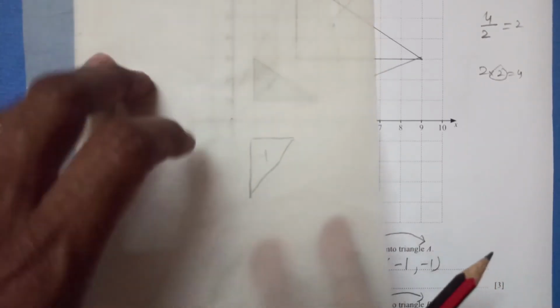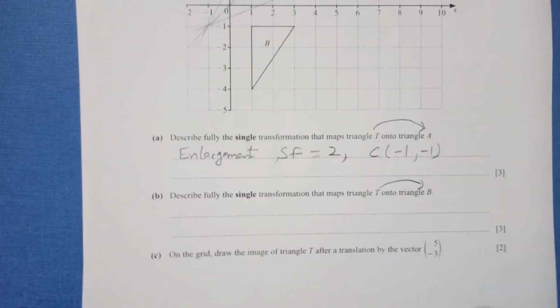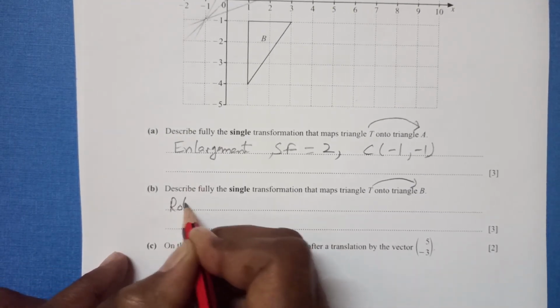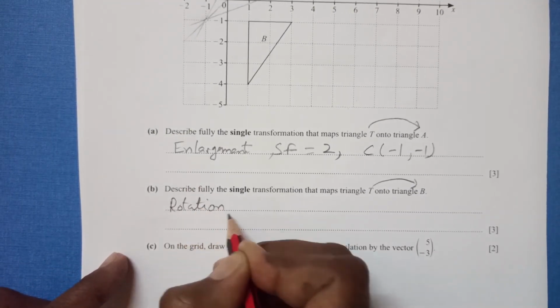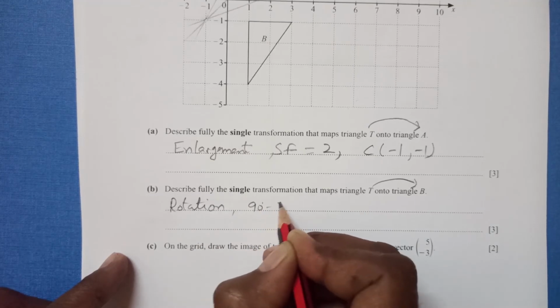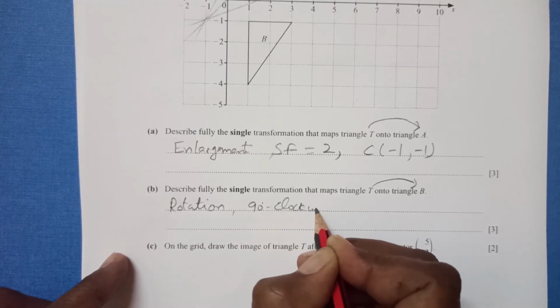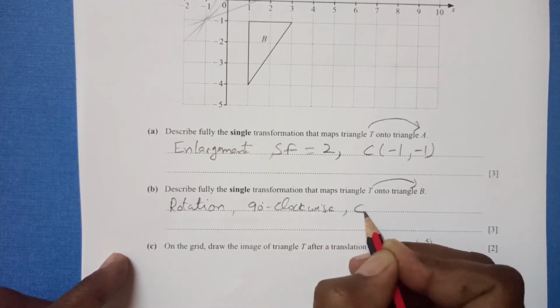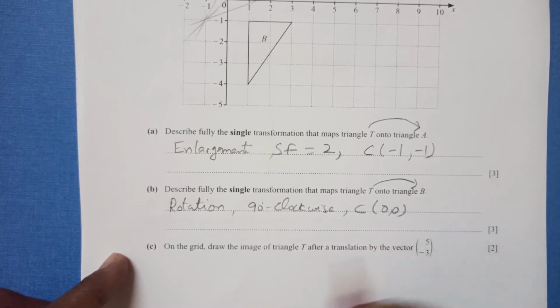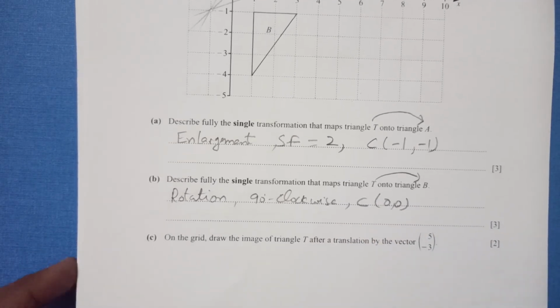So 90 degrees clockwise is one thing. It is rotation, 90 degrees clockwise, and the center is (0, 0). So you can get 3 marks out of this.